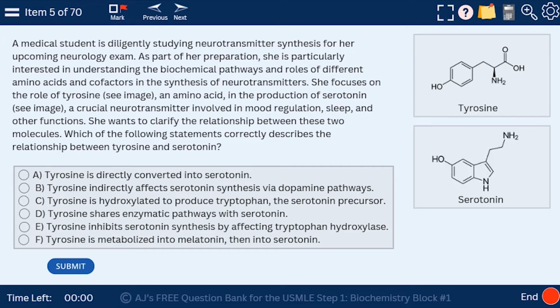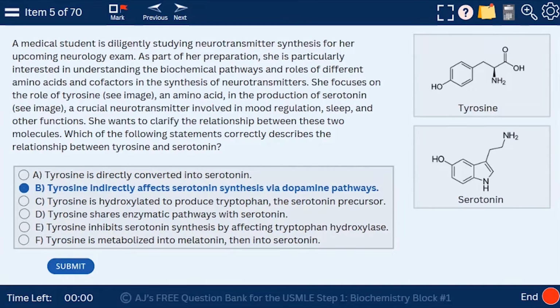Alright, question 5. Here we have a medical student studying neurotransmitters, but basically what we want to know is if there's a relationship between tyrosine and serotonin. Well, let's see. Tyrosine produces dopamine, and serotonin doesn't come from dopamine, it comes from tryptophan. So therefore, tyrosine doesn't directly lead, of course, to serotonin synthesis. So the most accurate answer would be tyrosine indirectly affects serotonin synthesis, because tyrosine produces dopamine, and dopamine indirectly can affect the production of serotonin. But again, it's not direct, since serotonin comes from tryptophan, as we write over here.